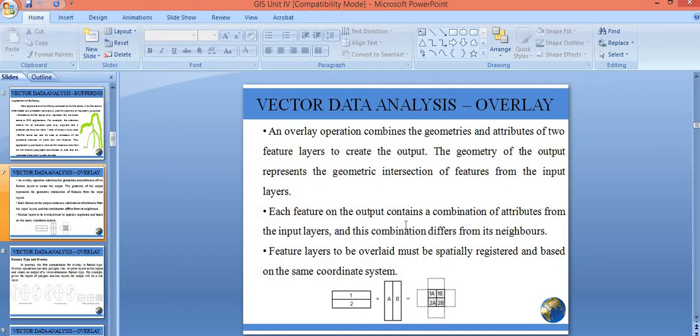Whenever you are performing overlay operation, you have to take care of 2 conditions. Only if 2 conditions get satisfied, you can perform the overlay operation. The first condition is both the layers should be spatially registered, and the second condition is both the layers should be in the same coordinate system. Only if these 2 conditions get satisfied, you can go with overlay operation. Okay, now just see here, you have one spatial data here and another spatial data here, one layer and another layer. Of course, these 2 layers are spatially registered. Assume that they are spatially registered. Now once you perform overlay operation, what happens?